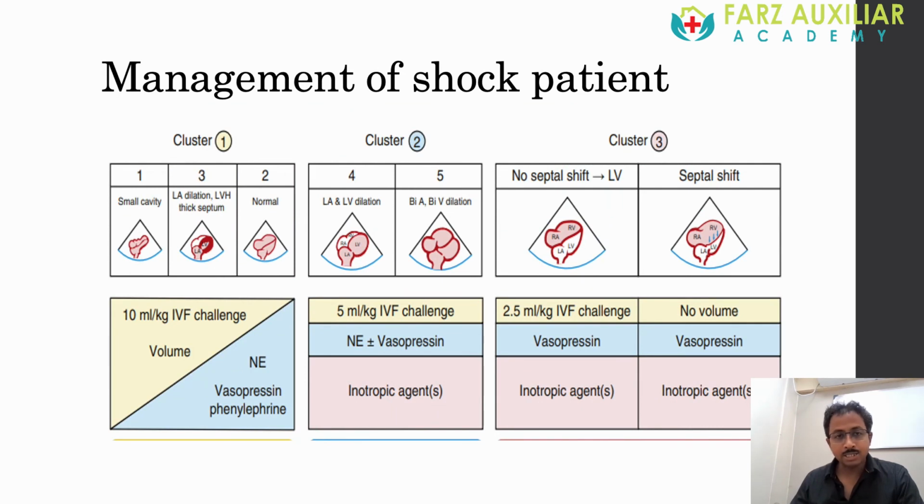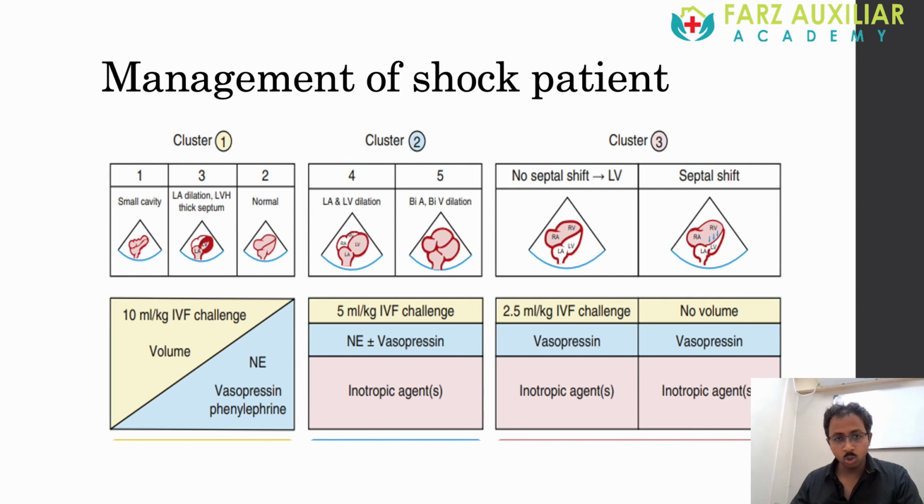So to manage this kind of patient, for cluster 1, definitely fluid is indicated, because when there is a small cavity, fluid is the treatment of choice. When the LA is dilated, with LVH plus thick septum, then also we will give a certain amount of fluid. But when the patient is having distributive shock because of the vasodilated state, along with the fluid, we have to start vasopressors also.